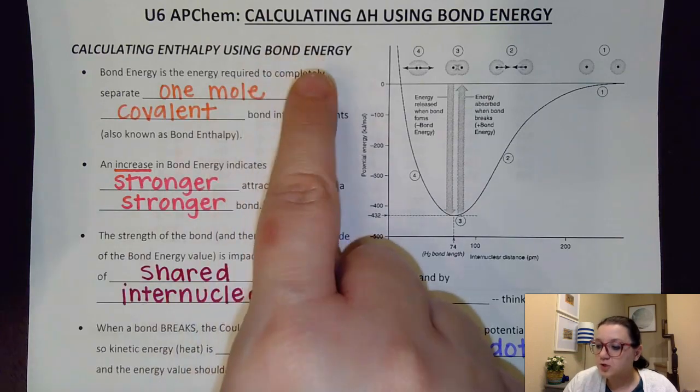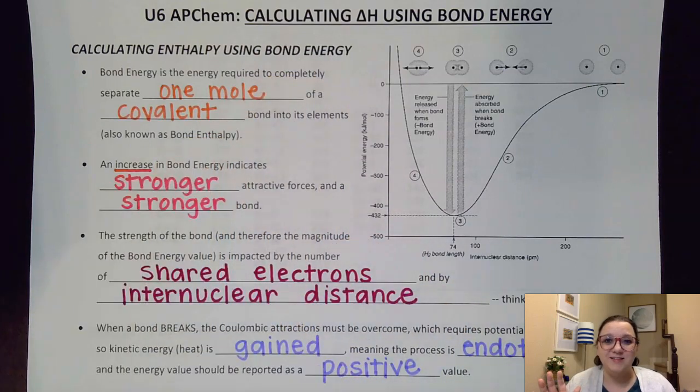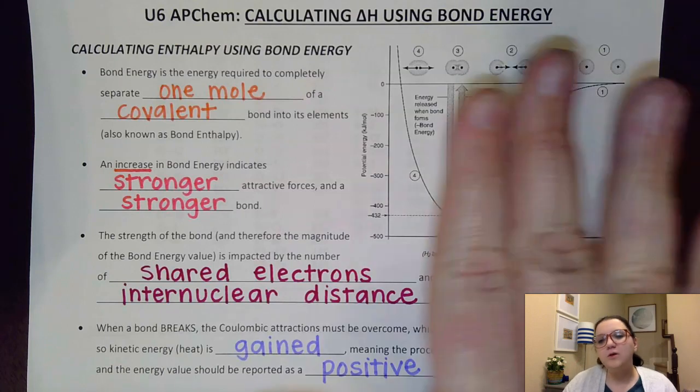By the way, another term that we can use for bond energy would be bond enthalpy. Those mean exactly the same thing, and which term you see used will depend on which textbook you look at. When we talked about bond energy way back when, we looked at this graph here.